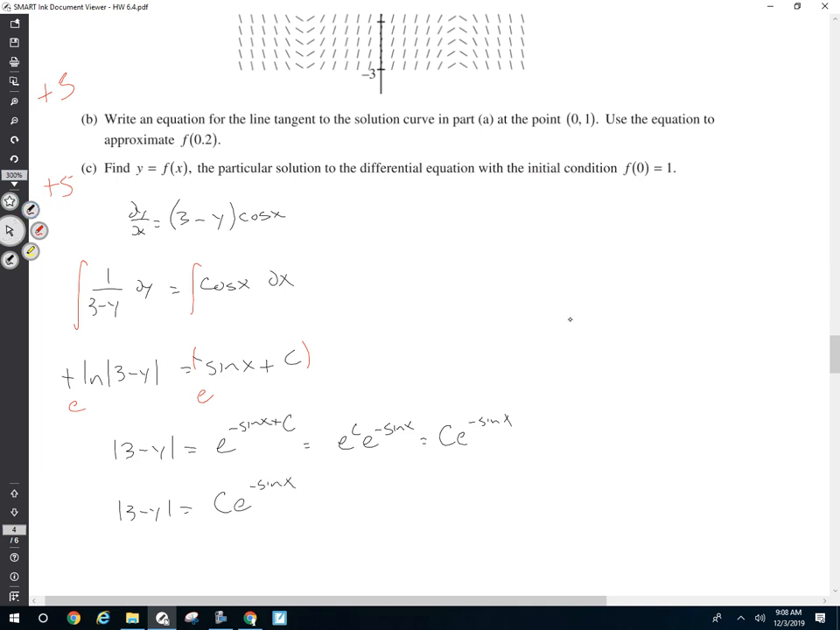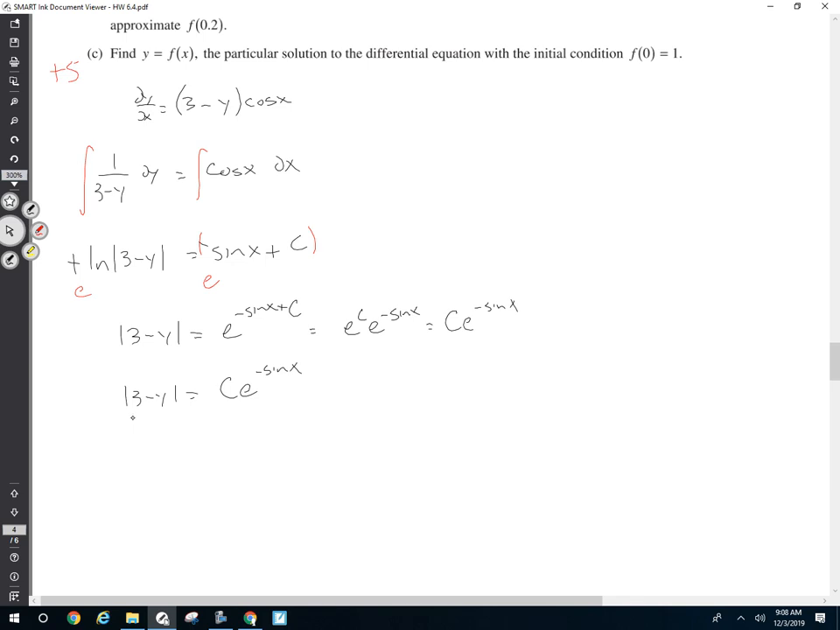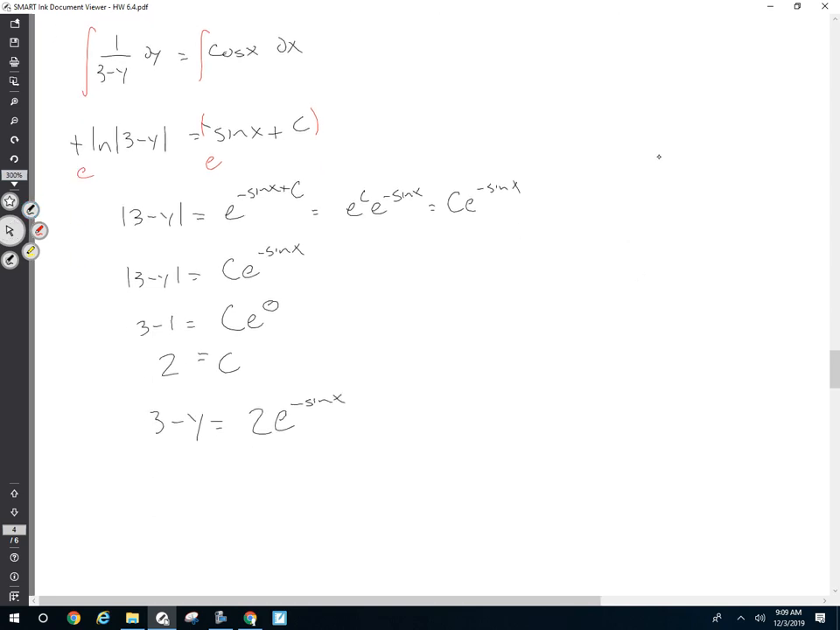And then I can plug in 0, 1. Literally, we're getting rid of these absolute values. We turn this into a plus or minus, but I'm going to get rid of the plus or minus to solve the equation. f of 0 is 1. So I got 3 minus 1 equals C e to the sine of 0, which is 0. So I get C is equal to 2. Very advantageous that we have C in this position. Subtract 3 divided by negative 1.